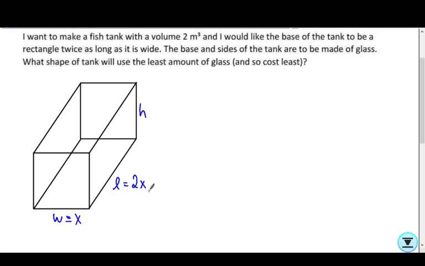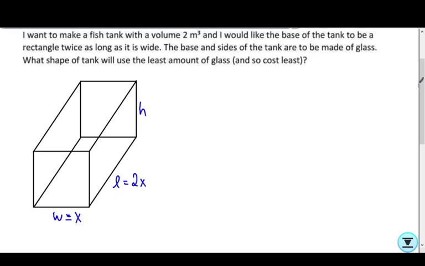Okay, so we're trying to find our primary and our secondary equations. What is my primary task? What am I trying to optimize? I'm trying to use the least amount of glass. So the material in this case is the tank itself. That is the surface area. So we need to write an equation for the surface area of this tank.